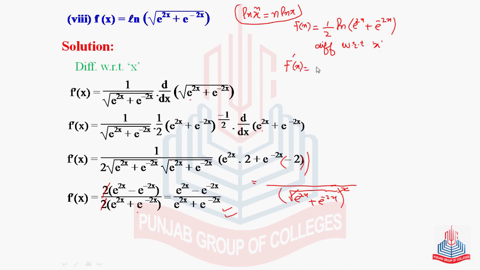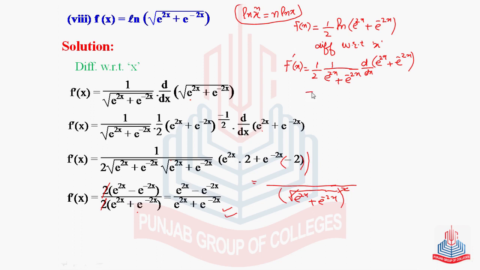This 1 by 2 will be as it is. Now derivative of log of e raised to the power 2x plus e raised to the power minus 2x is actually 1 over e^{2x} plus e^{-2x}, and then derivative will apply on this function. So this will become actually more simplified instead of this one, because we have here square root function, but we are just applying a log property. This square root will be vanished and the power will come in the starting of this question, so derivative will become much easier than this one.